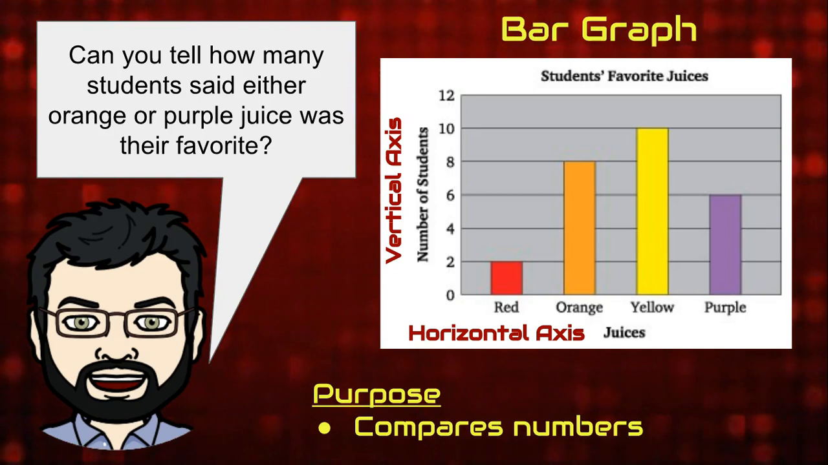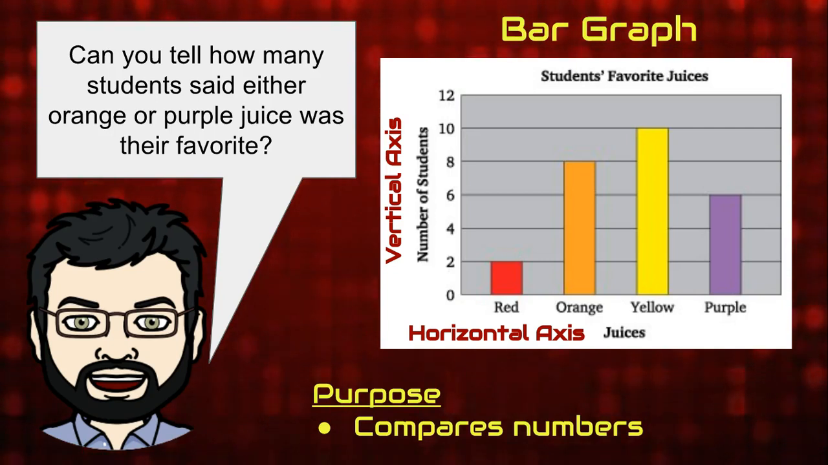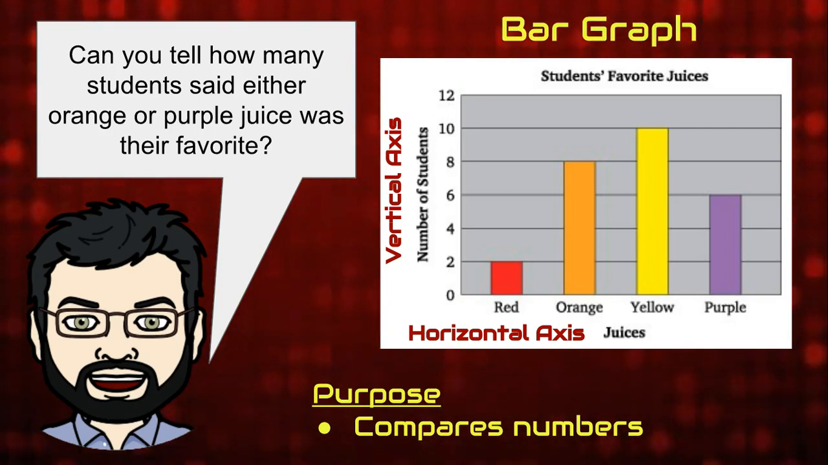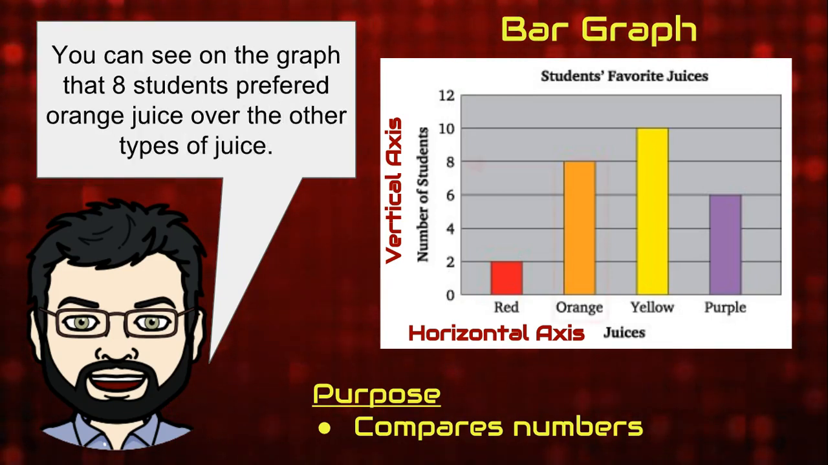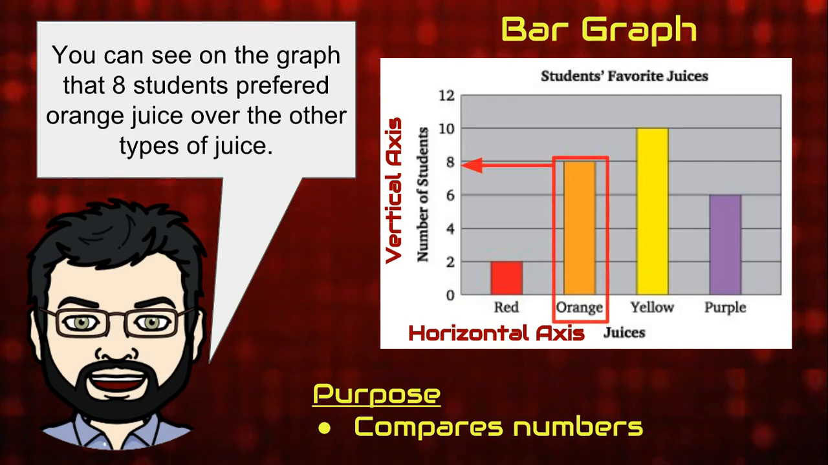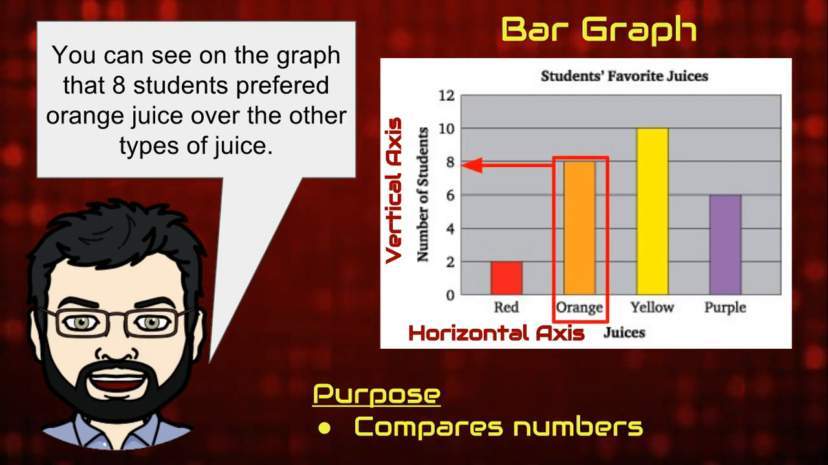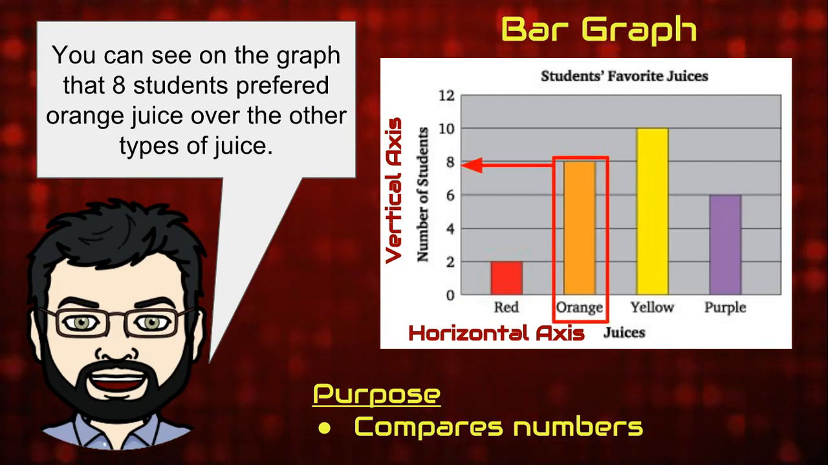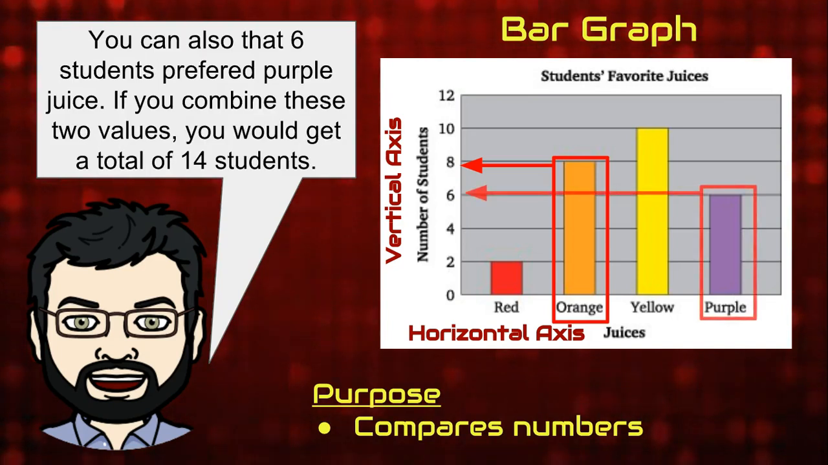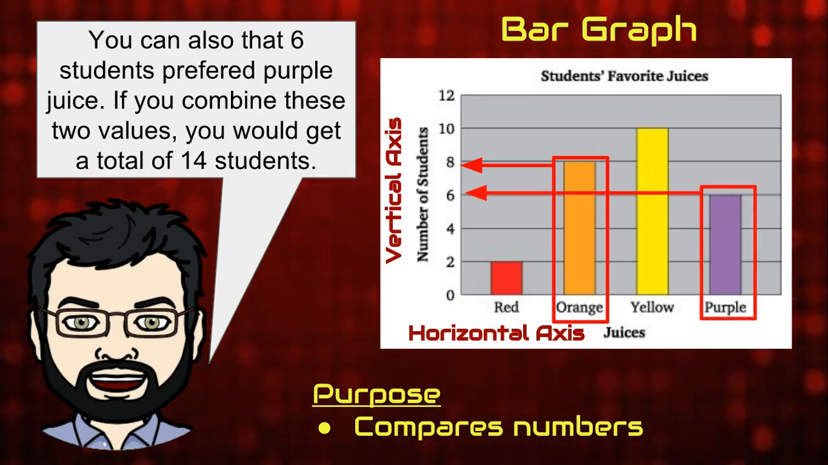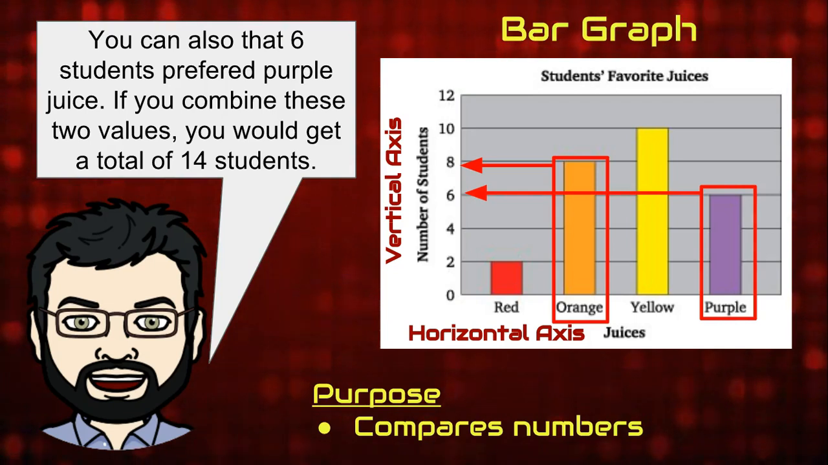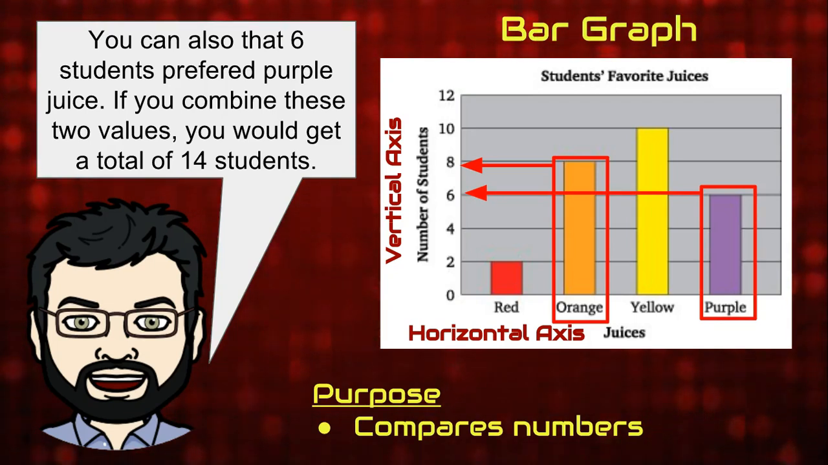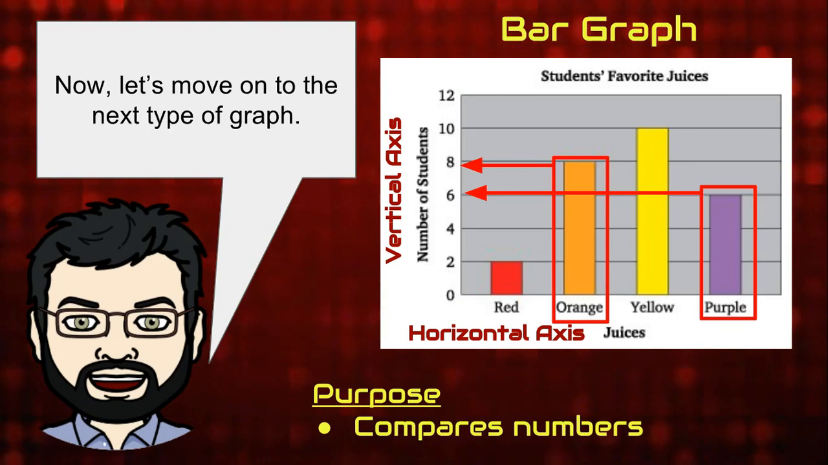Can you tell how many students said either orange or purple juice was their favorite? You can see on the graph that 8 students preferred orange juice over the other types of juice. You can also see that 6 students preferred purple juice. If you combine these two values, you would get a total of 14 students. Now, let's move on to the next type of graph.